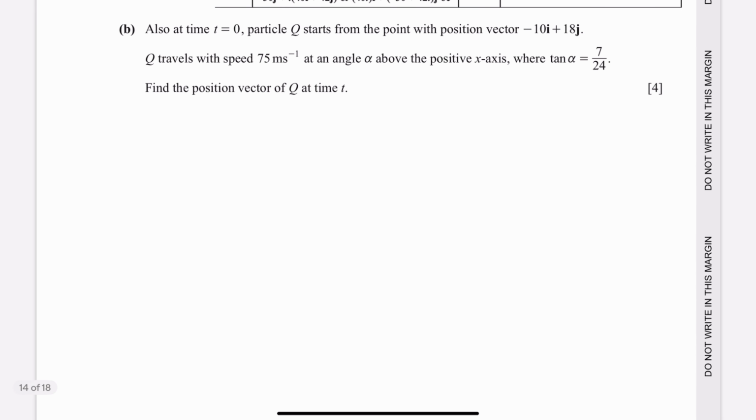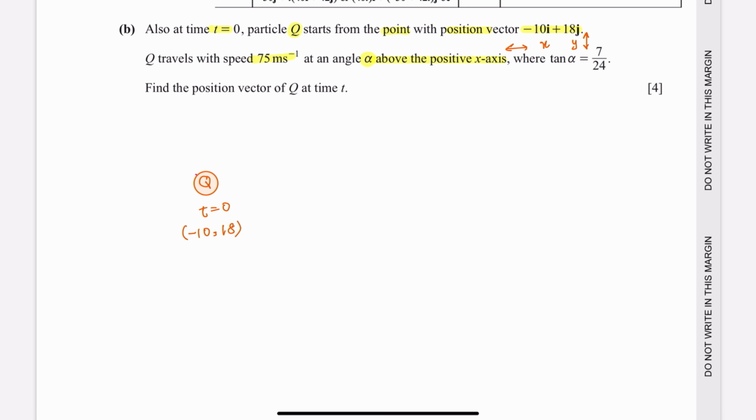Also, at time t equals 0, you have a new particle, which is Q, that starts from the point of position vector negative 10i and 18j. Let's visualize that. Particle Q, time equal to 0, and it starts at negative 10, 18. Because i is x, where it moves left and right, and j is for the y-axis, where it moves up or down. It travels at a speed of 75 meters per second at an angle alpha above the positive x-axis.